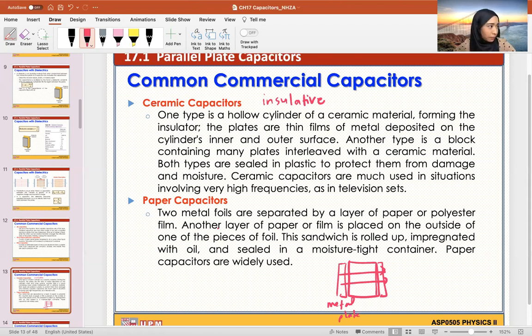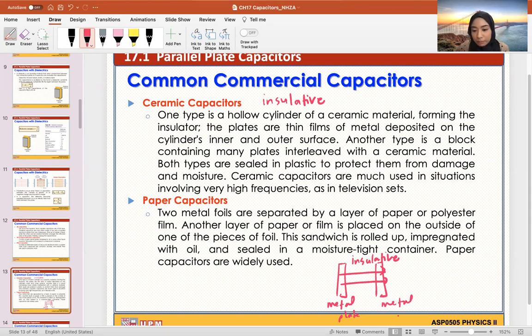Hello, can you stop? Okay. And then, so the material in between, Yusof, please. I'm teaching. Okay, so the material in between the metal plates should be insulative. So that is one thing to remember. Sorry, it's my child. Not going to school, and then he keeps disturbing.